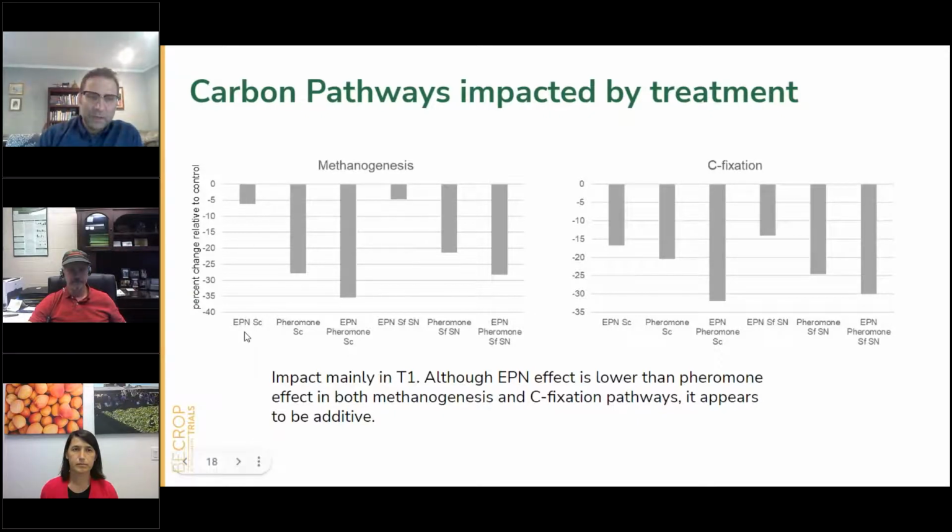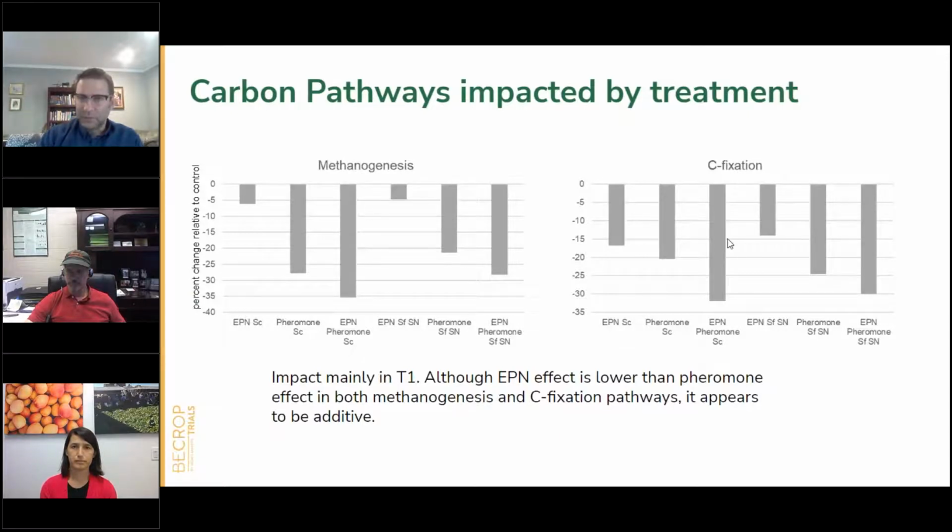One of the things that we saw is that this was really kind of an additive effect. You can see that the nematodes alone, in both the Carpocapsae and the Feltiae, show a decrease in the methanogenesis versus the control. So this 0 represents basically what we're seeing at untreated. We're also seeing that when we have a pheromone, we see the same thing, but when we see both of them together, in both cases, it's an additive effect.